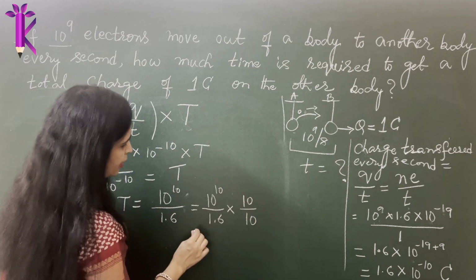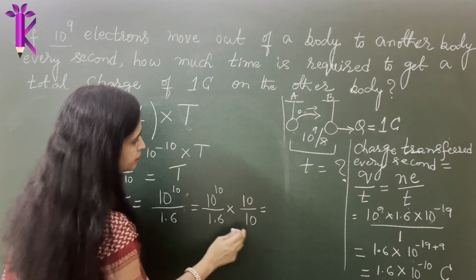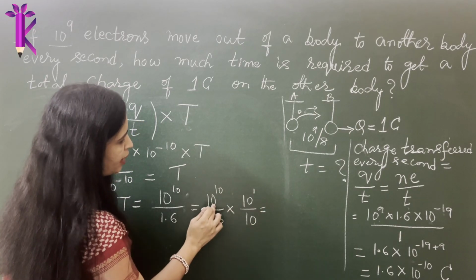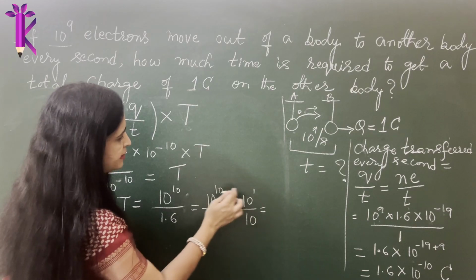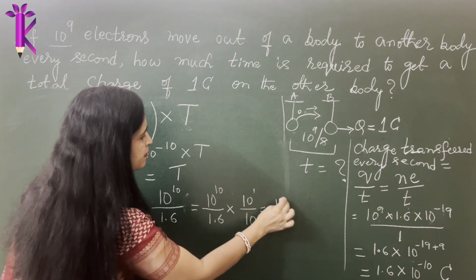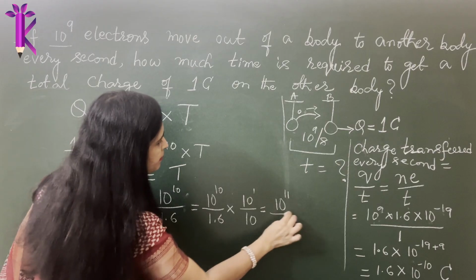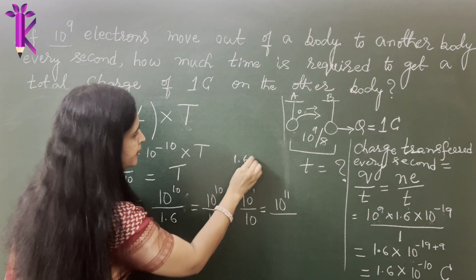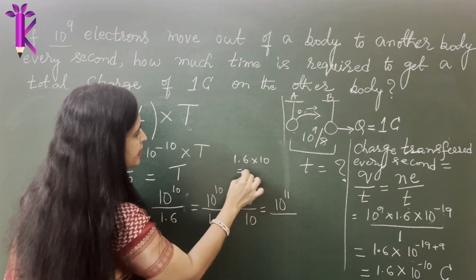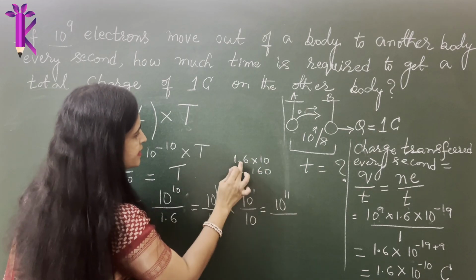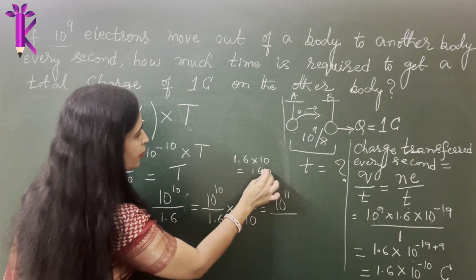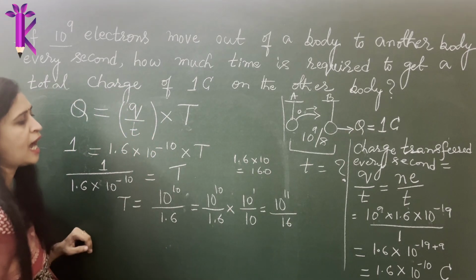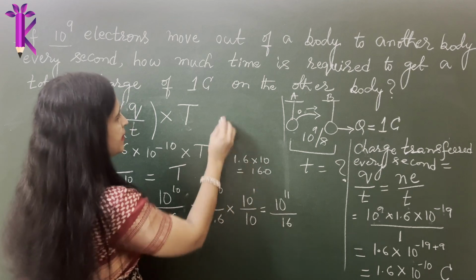So now this will become 10 to the power of 10 and 10 to the power of 1. The bases are same, so you can add the indices. 10 plus 1 is 11. 10 power 11 divided by 1.6 into 10. If you multiply, this becomes 160. So there is a decimal after one point, so this becomes 16. Now we have to calculate how much is 1 divided by 16.